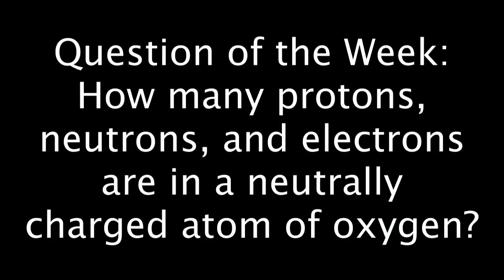To summarize today's lesson, we learned about atomic number, mass number, and isotopes, where atomic number, mass number, and atomic mass can be found for each element, as well as the difference between atomic mass and mass number. Our question of the week is, how many protons, neutrons, and electrons are in a neutrally charged atom of oxygen? You can use your periodic table to help you out.